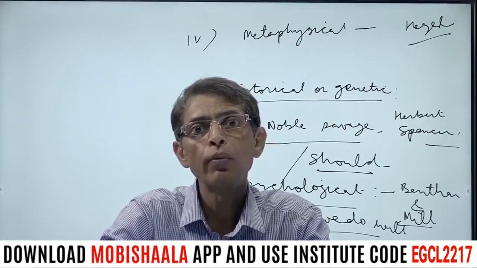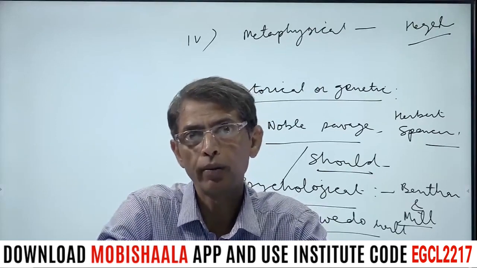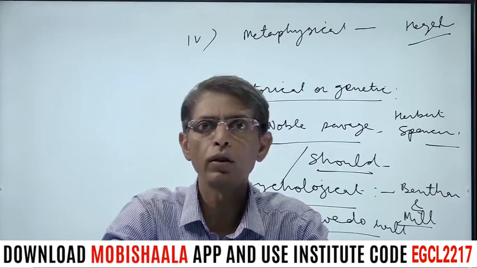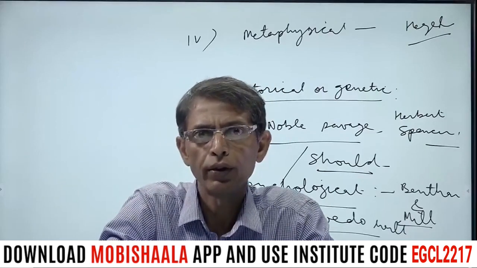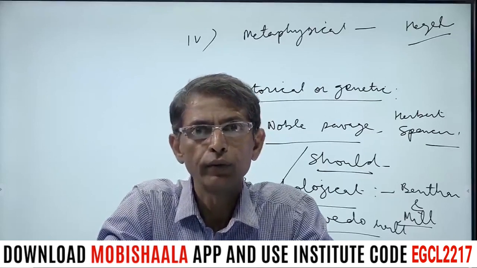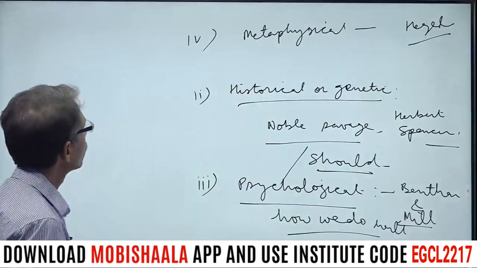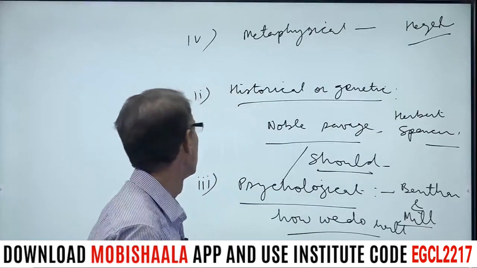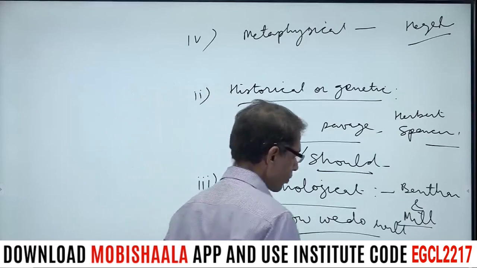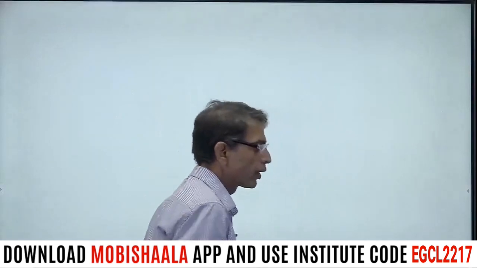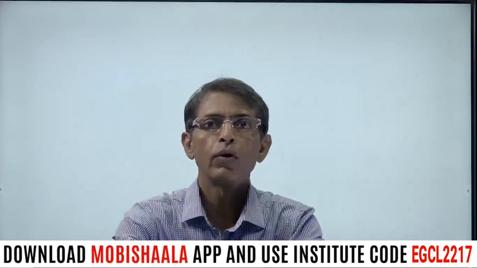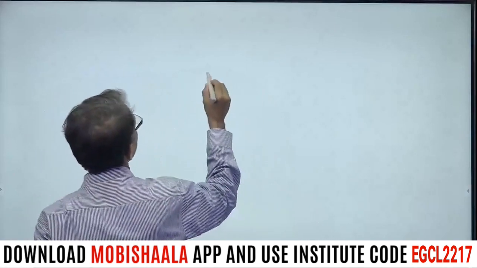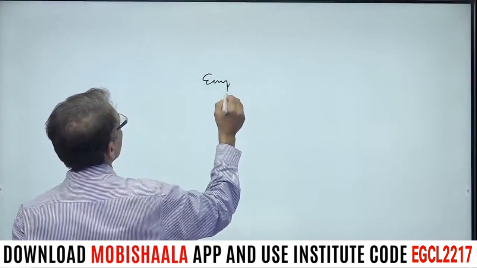So, your metaphysical method is partially applicable, not completely, because as far as the metaphysical assumptions are concerned, ethics has taken them. Okay. So, this is the thing. So, metaphysical method, I think you understand, is partially applicable. And so, its method should be empirical as well as metaphysical.